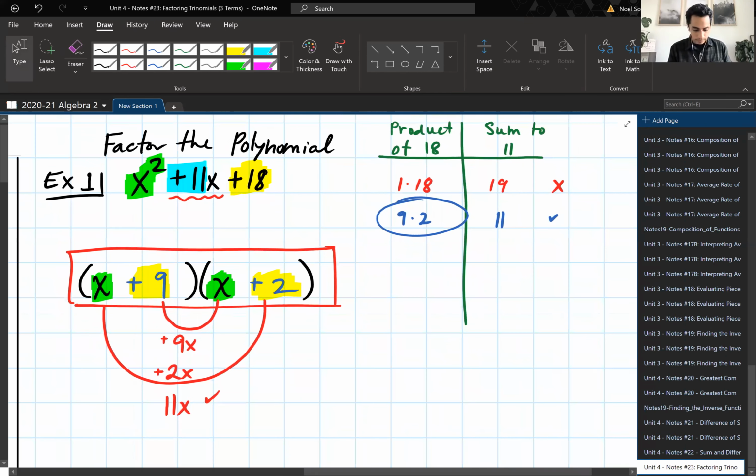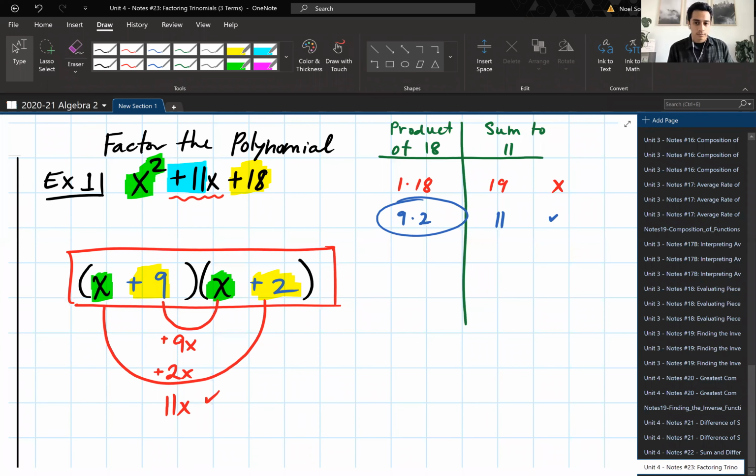Okay. Any questions there on example 1? So a lot of times what you're doing is just hunting for numbers. Like I'm hunting for numbers that do this and do this, right? They multiply to this and add up to be this. And typically you never really have to think about the x squared because you know that the only way to get that is to have x times x. So that's where you would have x at the front of both of the binomials.